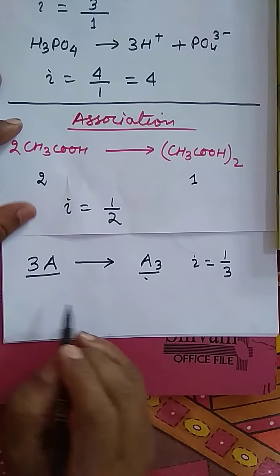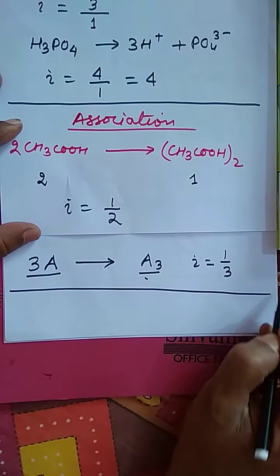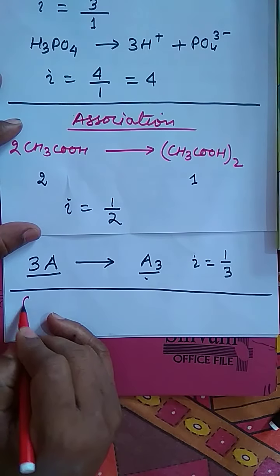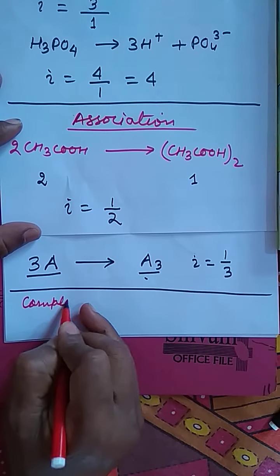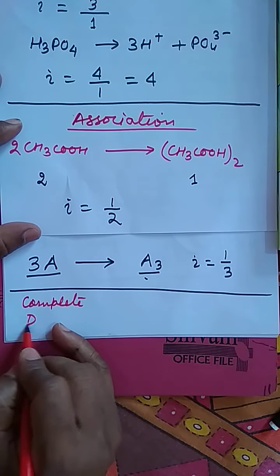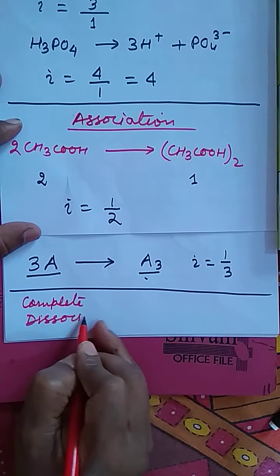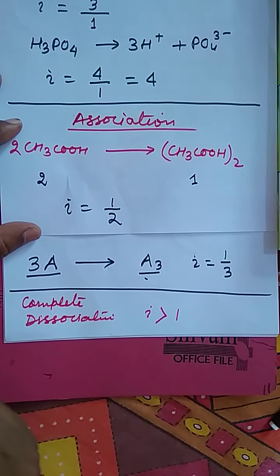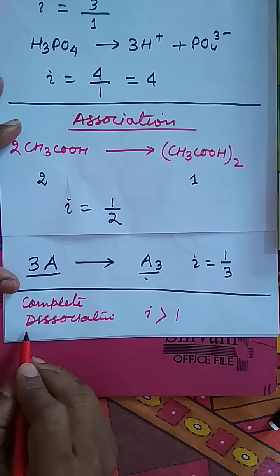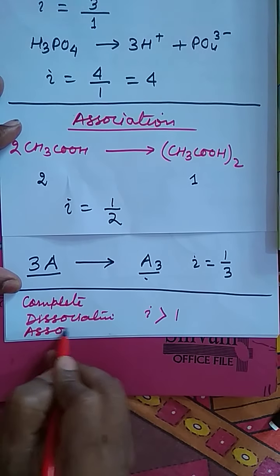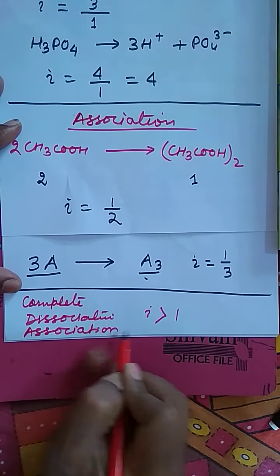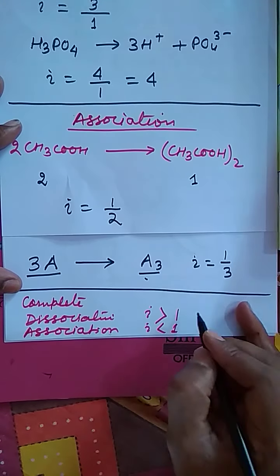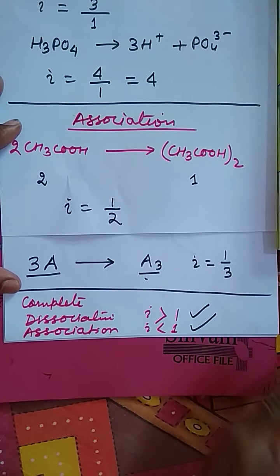So friends, you always remember, I am telling complete dissociation, the value of i is greater than 1. And in case of complete association, the value of i is less than 1. You remember it, always remember it.